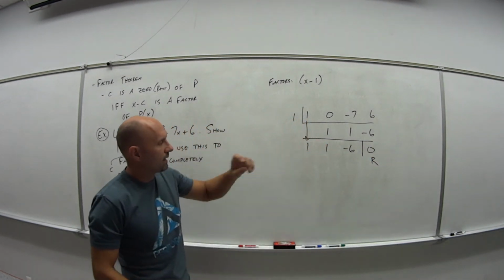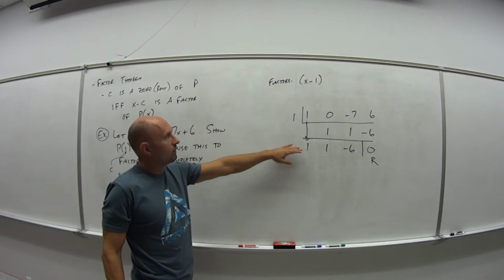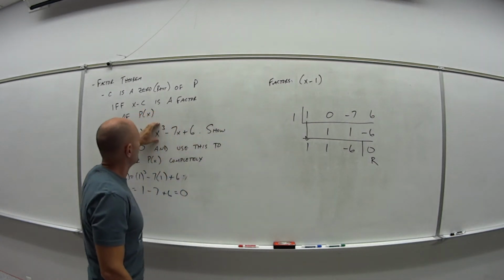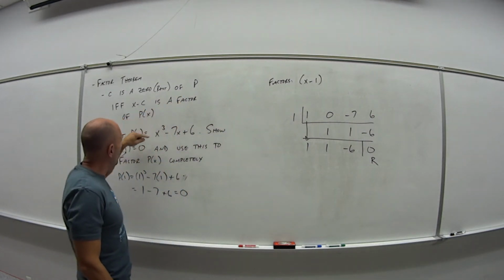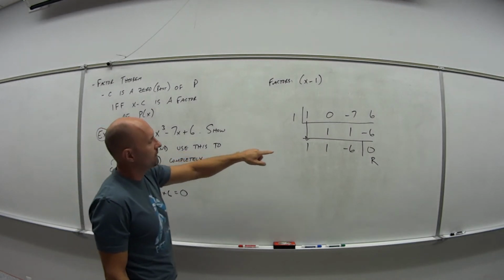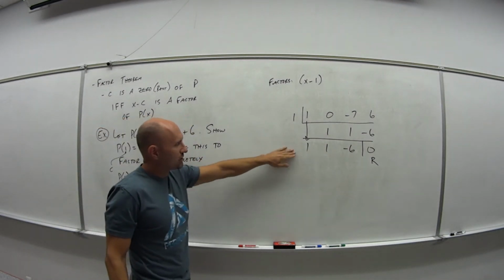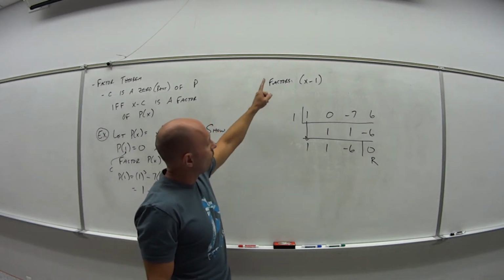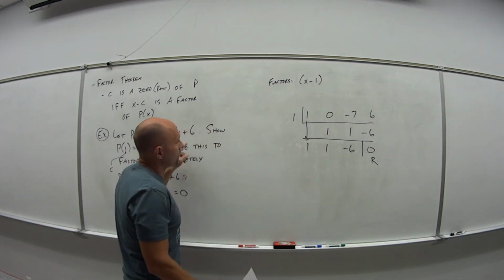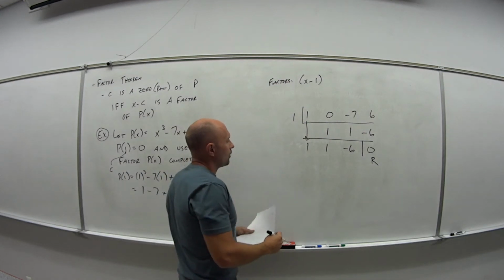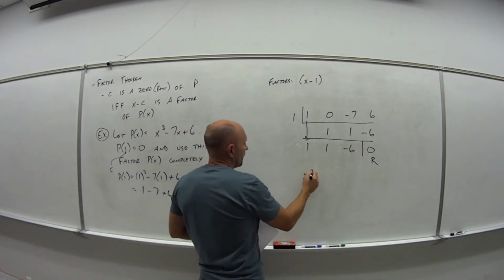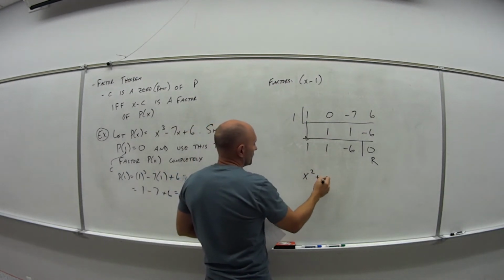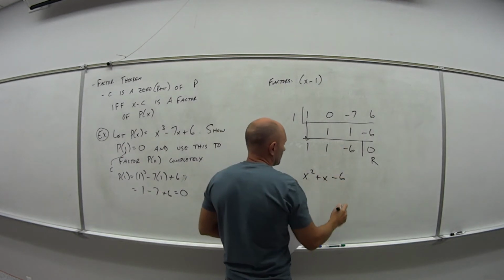So that means we have another polynomial that, when I divided this original by x minus 1, where my c is equal to 1, it gives me this polynomial. So what actually is this polynomial? This is the coefficients, right? So I started with x to the third. Remember, this drops down by 1. So this is really 1x squared plus x minus 6.